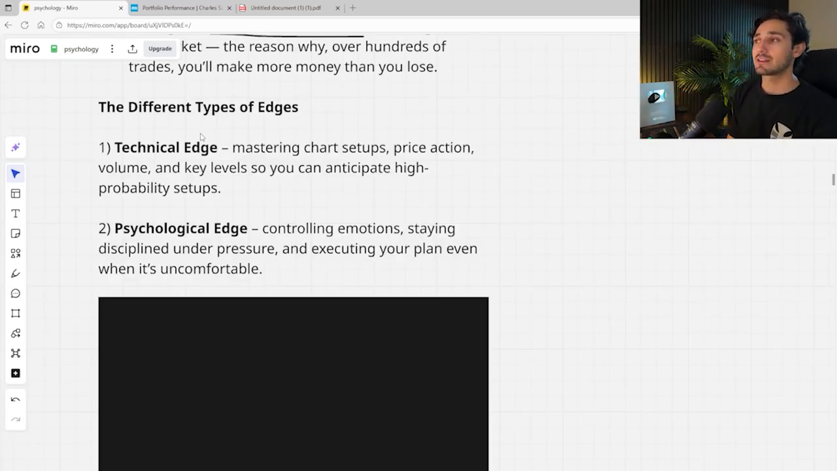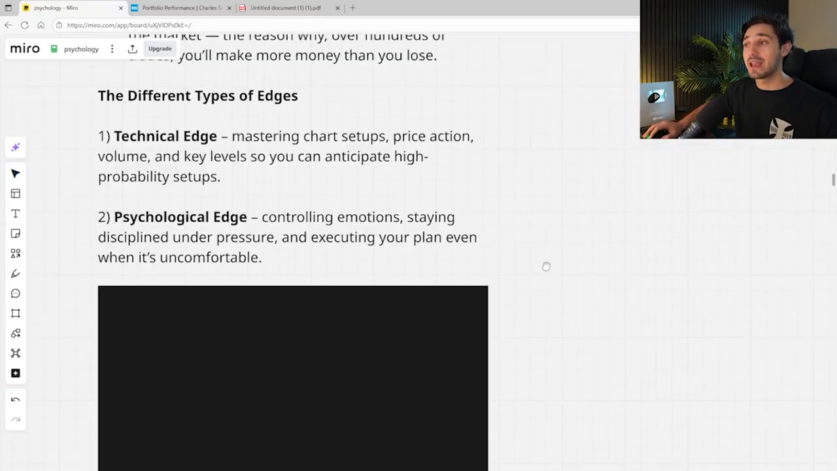Number one, technical edge. Technical edge is an edge when it comes to reading the price action, mastering the chart setups, understanding the relationship between the buyers and the sellers, understanding volume, understanding support and resistance, understanding what separates a high quality setup from a low quality setup, understanding how to calculate reward to risk so you're only picking the setups that have a high likelihood of making you money.